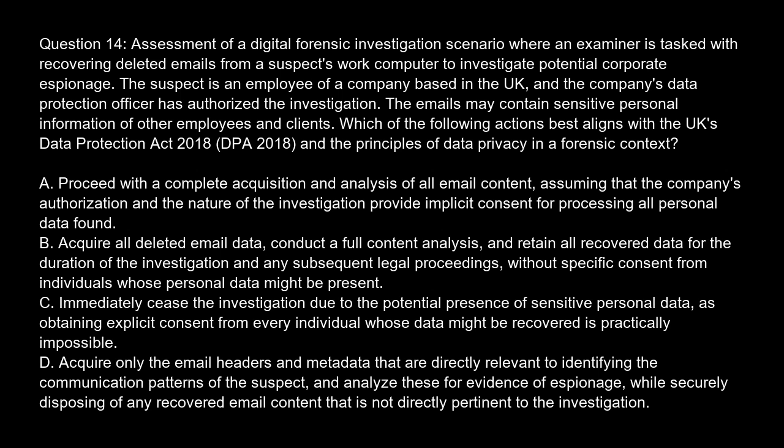Option C. Immediately cease the investigation due to the potential presence of sensitive personal data, as obtaining explicit consent from every individual whose data might be recovered is practically impossible. Option D. Acquire only the email headers and metadata that are directly relevant to identifying the communication patterns of the suspect, and analyze these for evidence of espionage, while securely disposing of any recovered email content that is not directly pertinent to the investigation.